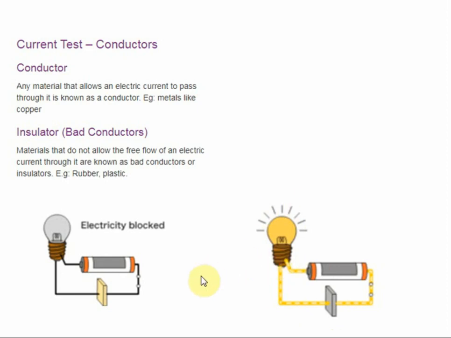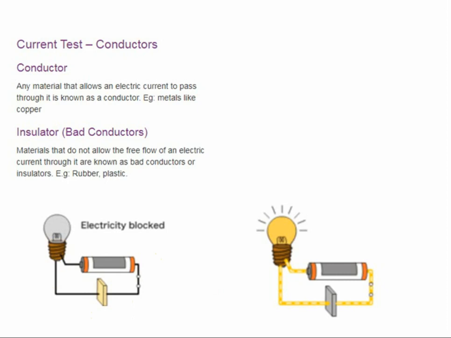But insulators are bad conductors. Materials that do not allow the free flow of electric current through them are known as bad conductors or insulators, for example rubber, plastic, sandstone, etc. Here we have a sandstone through which the electricity is not passing, so the circuit is not complete and the bulb is not glowing.